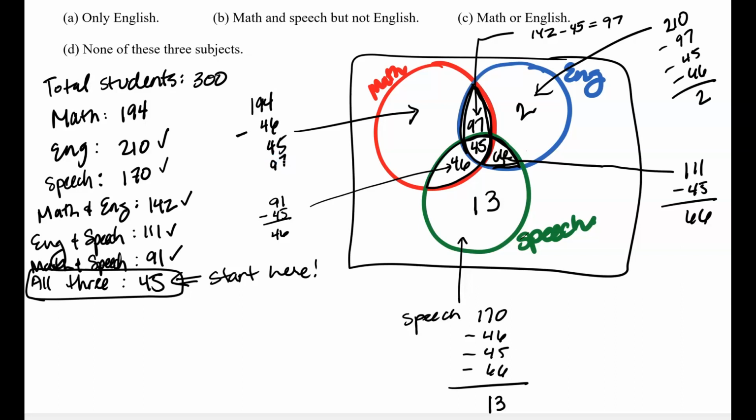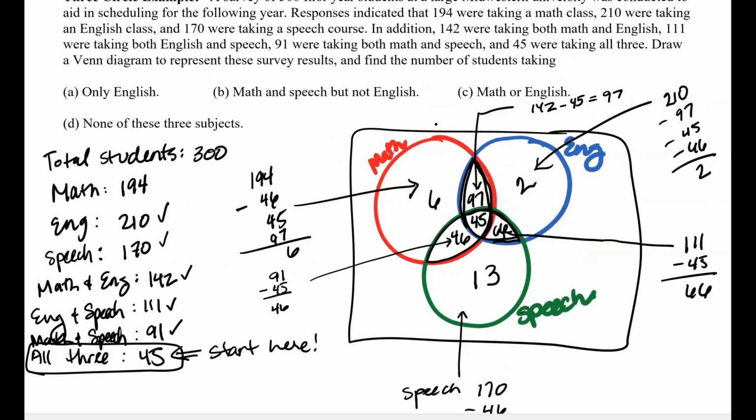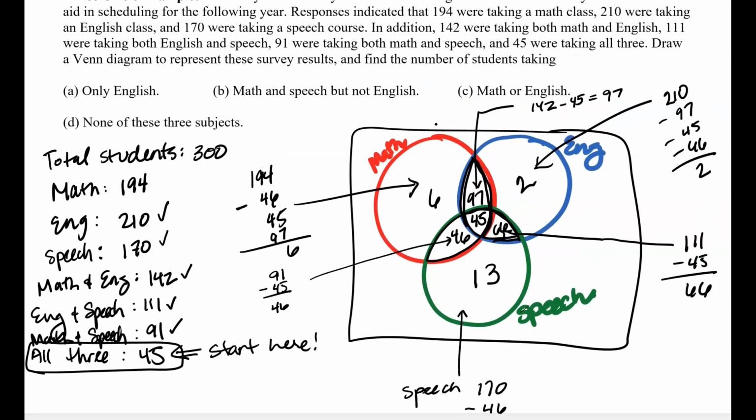45 and 97. Yeah, and then I get 6. So 6 should be there. So that is the hard part, is getting all of this filled in. And then once you get to the questions, sometimes they can be tricky, but for the most part, the hard part's over. So part A asks how many students only were taking an English class.